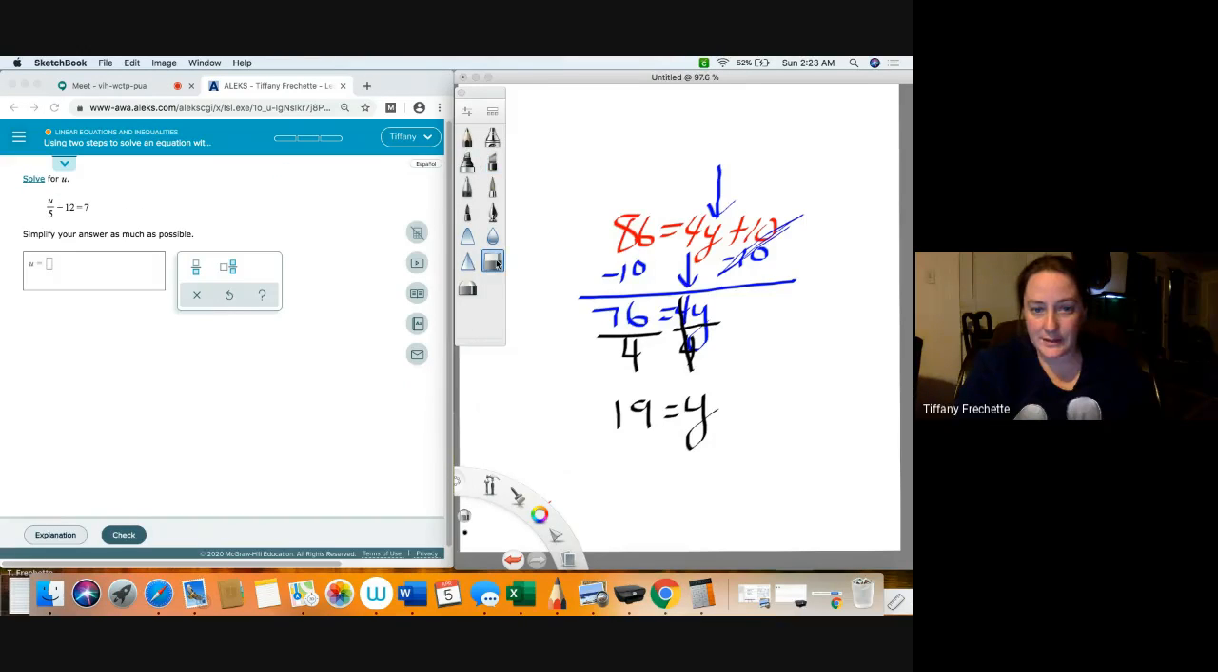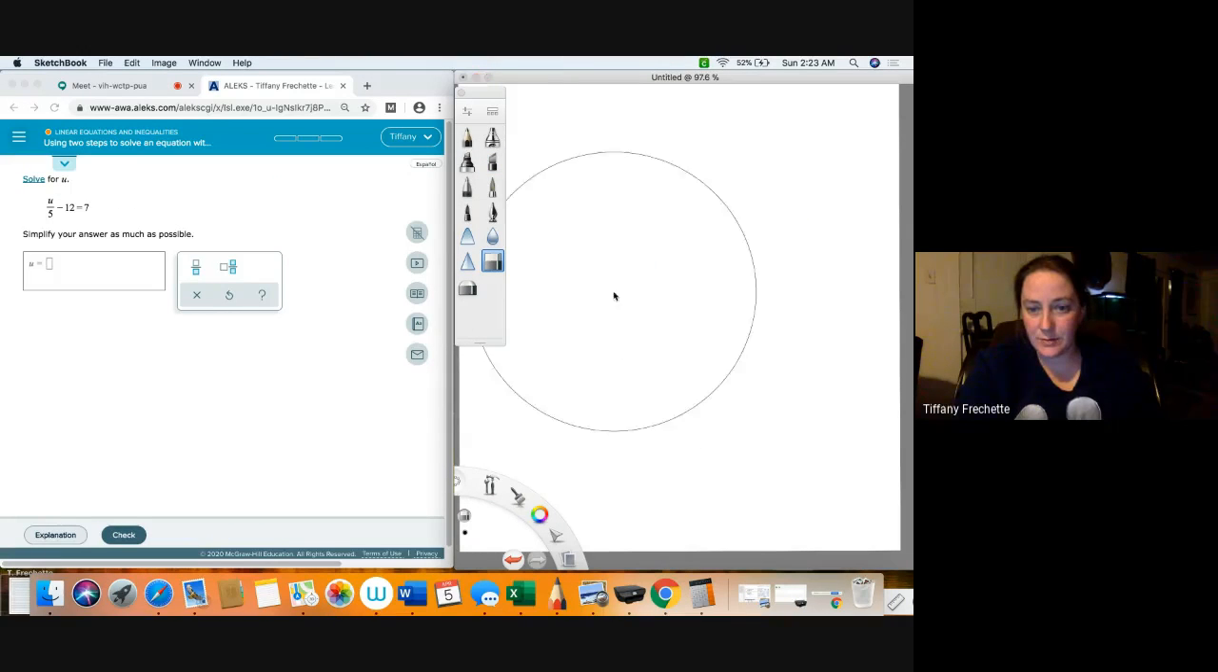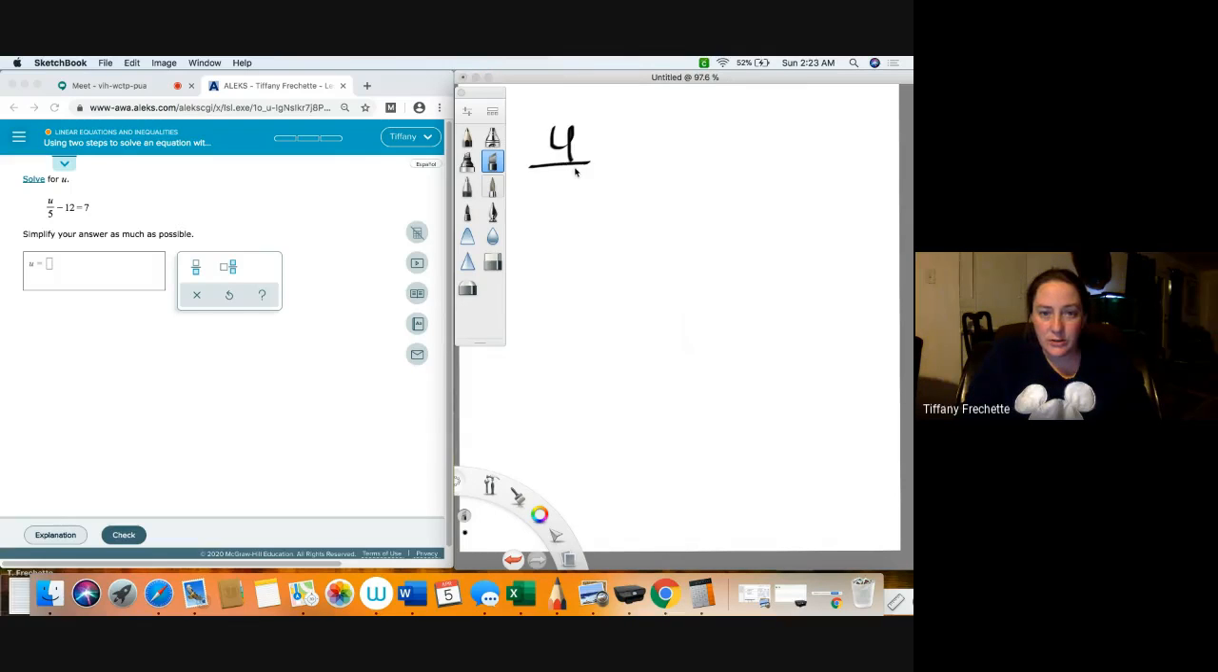All right, let me erase this so we can start a new one. Okay. All right, so we have u divided by 5 minus 12 equals 7. For whatever reason, when students see this, they're immediately put off by it. They really don't like seeing a fraction. Remember, fractions are just division. That's all it is. So think of it as u divided by 5, like this.